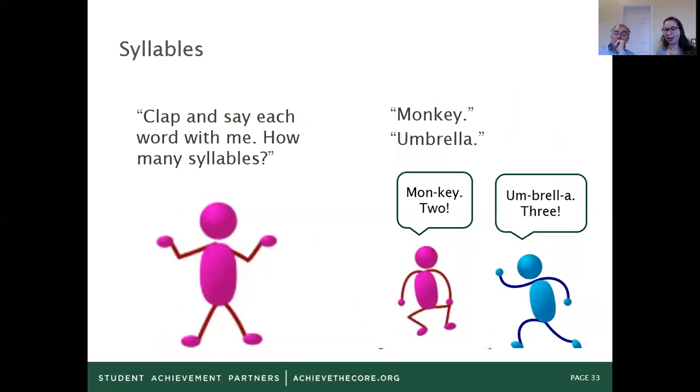The next example here is around syllables. So you may be building students' ability to recognize how many syllables are in a word. So clap and say each word with me. How many syllables? The teacher is saying monkey and the students are saying and clapping monkey. So again, teacher saying and doing, students saying and doing.